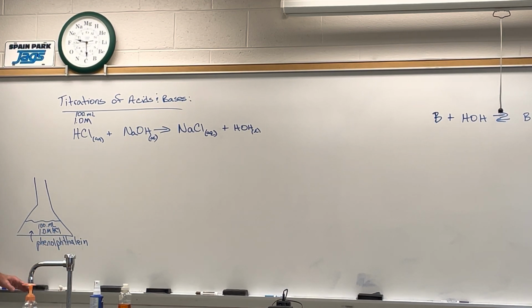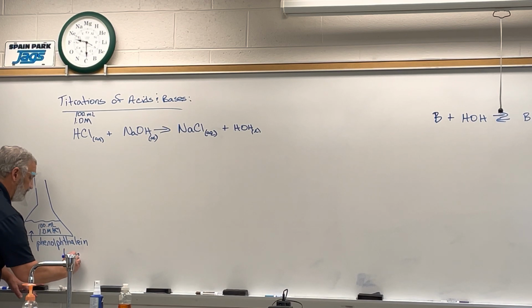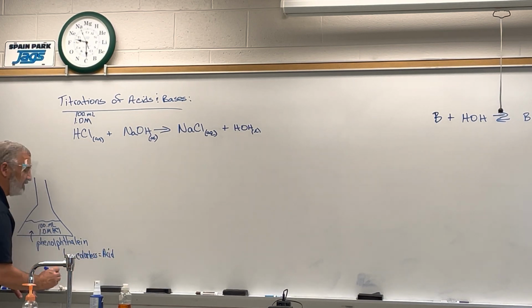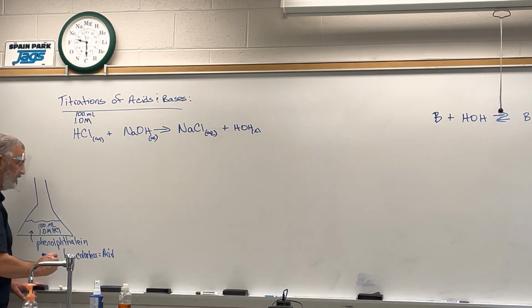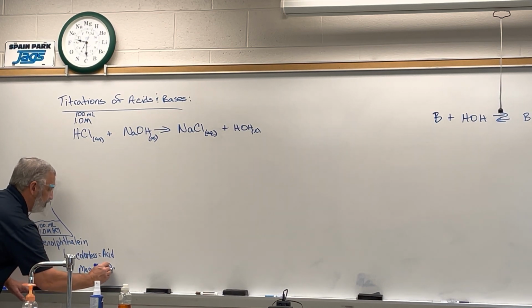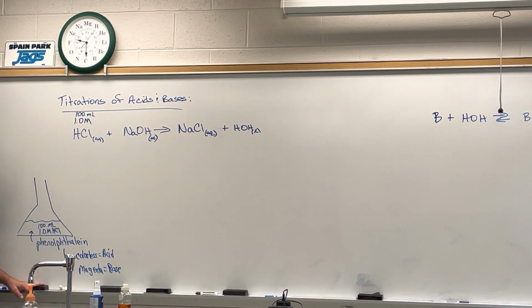Phenolphthalein is a great word to try to spell, because there are a bunch of wasted letters in there. What is phenolphthalein? It's an indicator. Remember, for this one, it is colorless in an acid. And what color in a base? Pink, magenta.